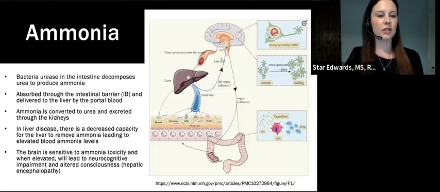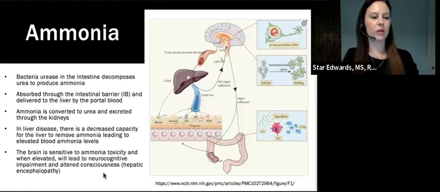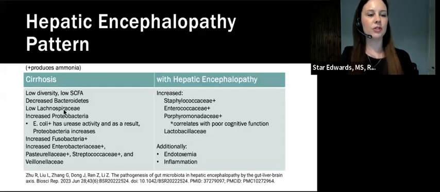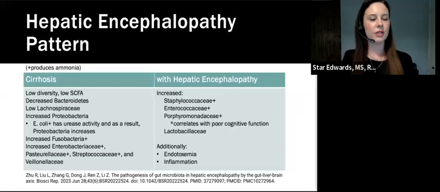The brain is very sensitive to ammonia toxicity, and when it's elevated, it will lead to neurocognitive impairments and altered consciousness. This is what we call hepatic encephalopathy. And here is a pattern for you. We have cirrhosis, so you start off with cirrhosis. The plus sign means these bacteria produce ammonia. So you'll see that there are a lot of ammonia producers in these conditions, and in cirrhosis, we have low diversity along with low short-chain fatty acid production.